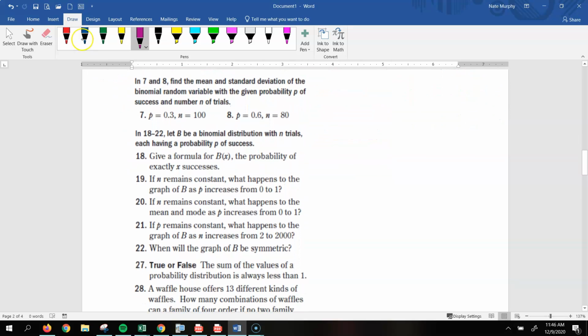Okay, so 7 and 8, there weren't a whole lot of questions on these. I think only about one student each on both of these. But if you didn't know how to do this, this was probably because you didn't watch the video for lesson 10.7. Lesson 10.7 was all about these binomial probabilities.